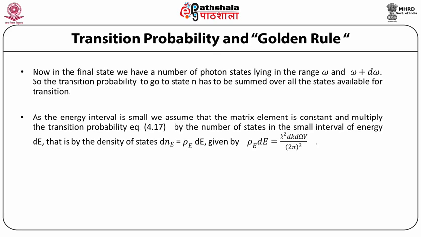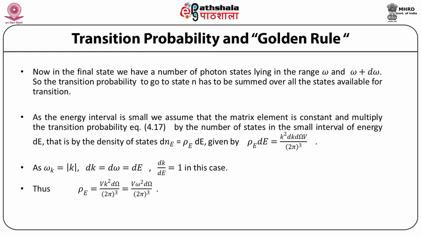dN(E) is equal to rho(E) dE, given by rho(E) dE is equal to k squared dk d omega into the volume V by (2 pi) cubed. As omega is k, the modulus of k, and dk is equal to d omega, which is equal to dE, dk by dE is 1 in this case. Thus the density of states rho(E) is equal to V k squared d omega by (2 pi) cubed, which is equal to V omega squared d omega by (2 pi) cubed.